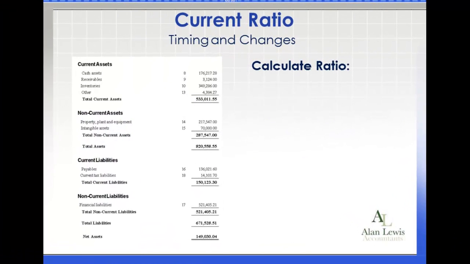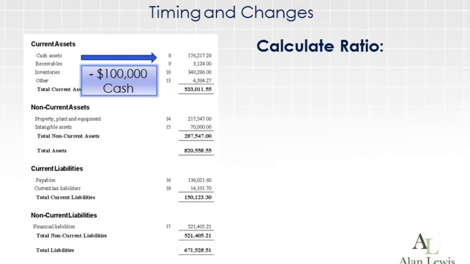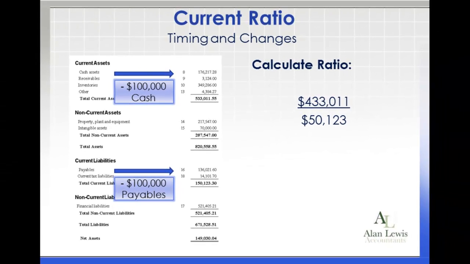So we said that our current ratio is susceptible to quick changes and the timing of transactions. Let's take a look at how that might work in the real world. Our retailer here has decided to take $100,000 of his cash and pay that to his suppliers. What this has done, it has decreased his current assets by $100,000. It has also decreased his current liabilities. His current ratio is now 8.64. That's quite a difference from 3.55.